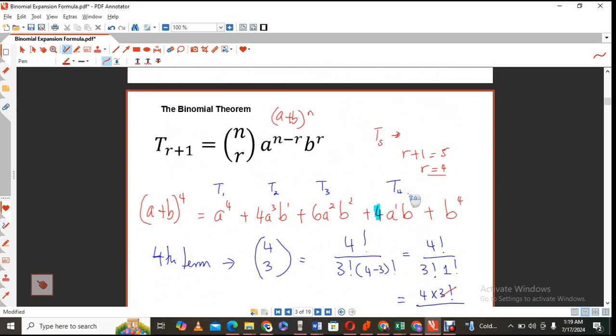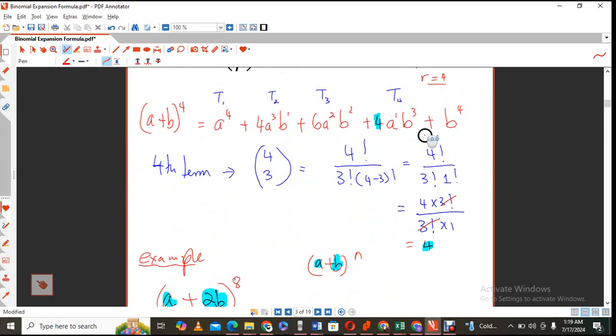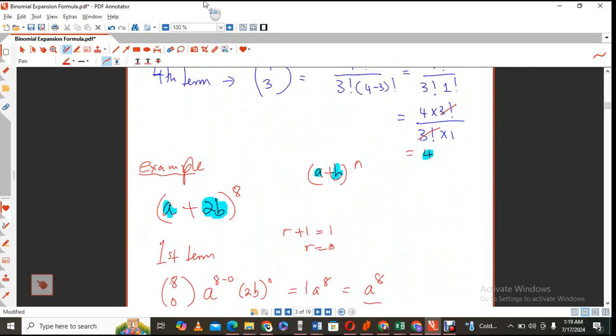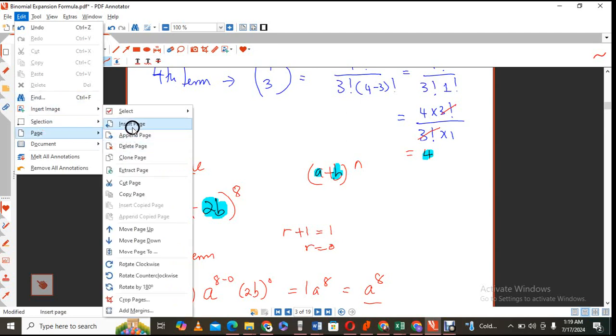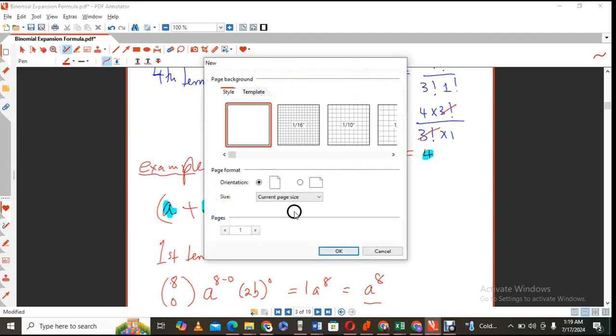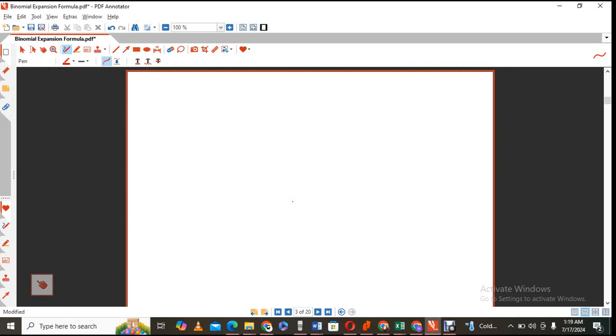I know it seems a bit tedious, but it is something worth looking into. Let me bring in 1 or 2 more questions just to make it a little bit more spicy. Let's just add an extra page.